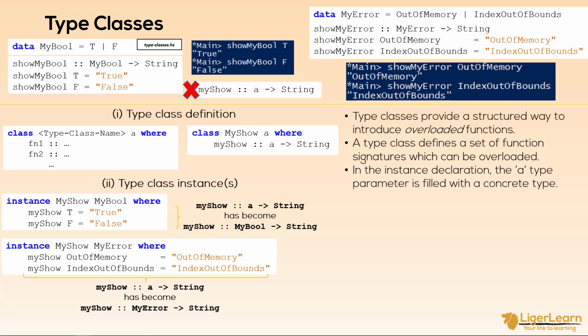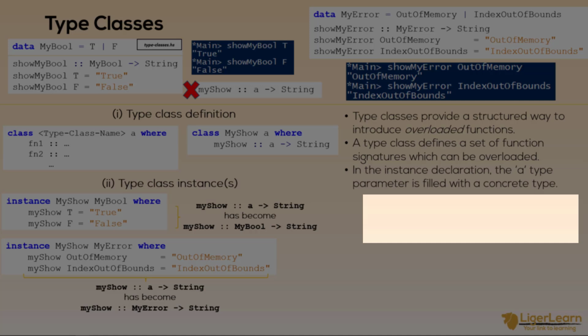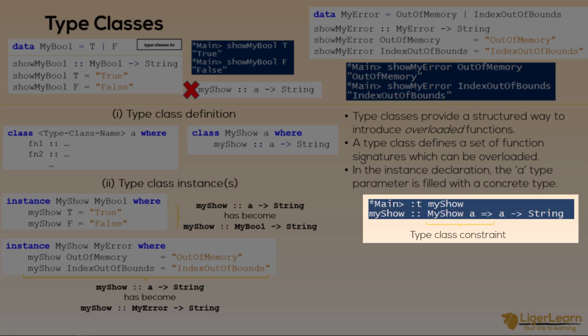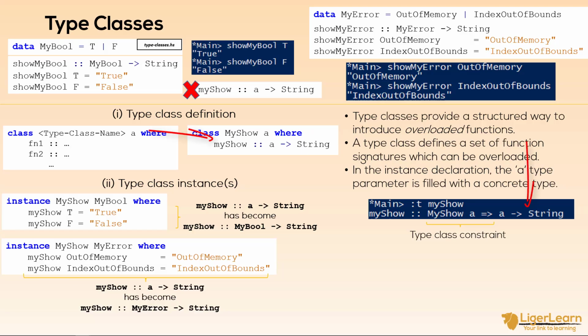We can see what it gives us immediately by asking GHCI for the type of the myShow function, which is specified in the type class. If we do that, we get back a function signature like this, which contains a new notation. Just like before, we have the name of the function, which is myShow, followed by a double colon. But now we have the name of the type class myShow as well as the type parameter a, and then a different type of arrow symbol than we are used to. Then we have the actual type signature we specified in the type class definition.